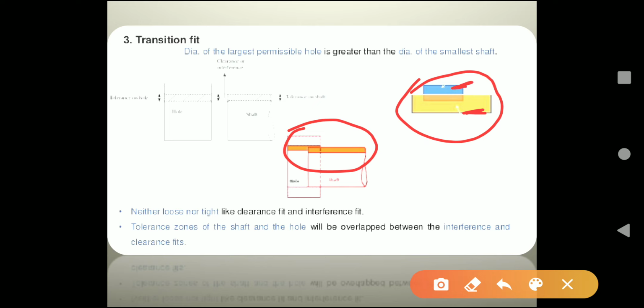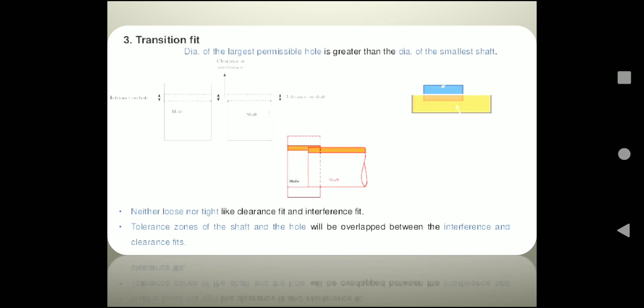are combined, that is the upper limit of a shaft is less than the upper limit of a hole, and the lower limit of a hole is greater than the lower limit of a shaft. So it is neither loose nor tight like clearance fit and interference fit, and the tolerance zones of the shaft and the hole will be overlapped between the interference and clearance fits. So these are the three types of fits. Let us see the applications of transition fit, interference fit and clearance fit.